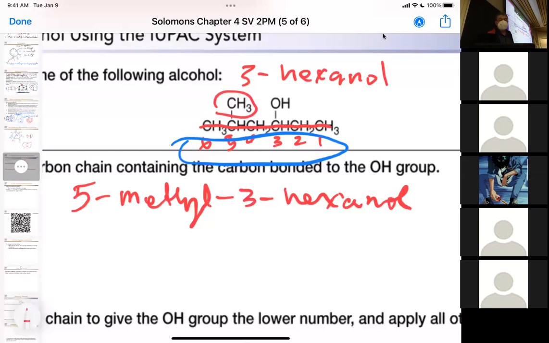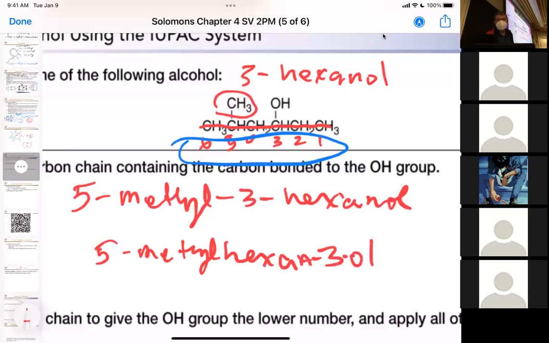What we can do is, instead of doing the 3 here, we can say 5-methylhexan-3-ol. So that's the 3 right in front of the functional group, just like it is in a substituent here, except we're telling us where that functional group is. We're going to use that rule again in another way of naming these things, okay? So just keep track of that.